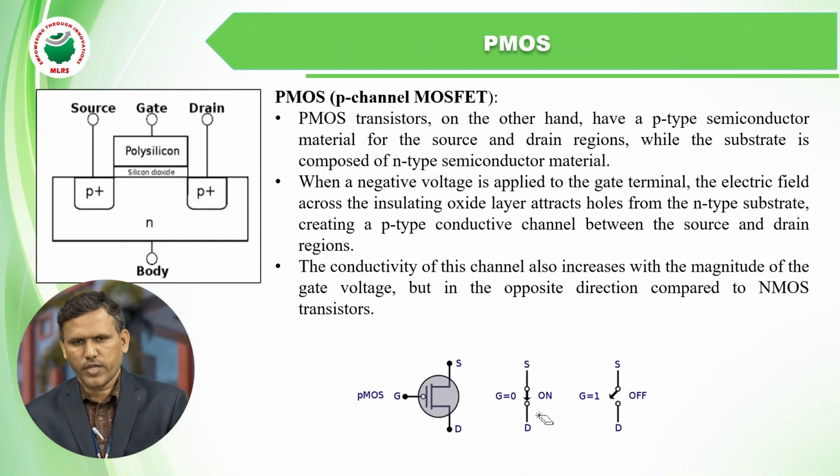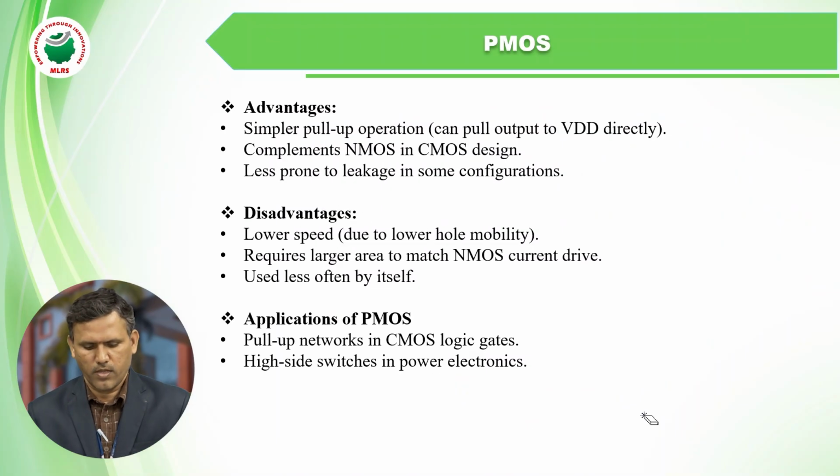If G equals 0, gate to supply equals 0, this PMOS acts as a short circuit switch, and when the gate voltage is 1, it acts as an open switch. The advantages of PMOS: it is used for pull-up operation, connecting directly to VDD, complements the NMOS in CMOS design, and is less prone to leakage in the same configurations.